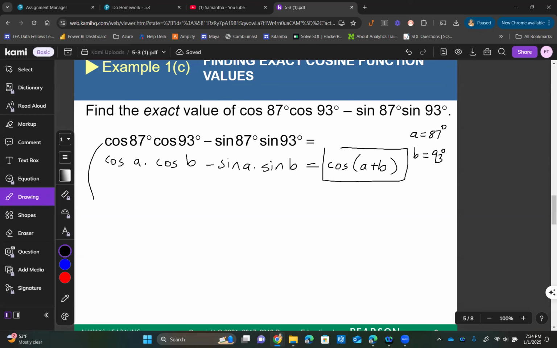So this whole thing will just return us cosine of 87 degrees plus 93 degrees, which is cosine of, if we add these two angles, that's going to give you 180 degrees.